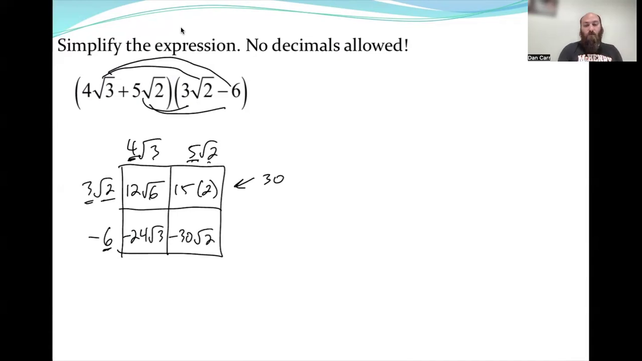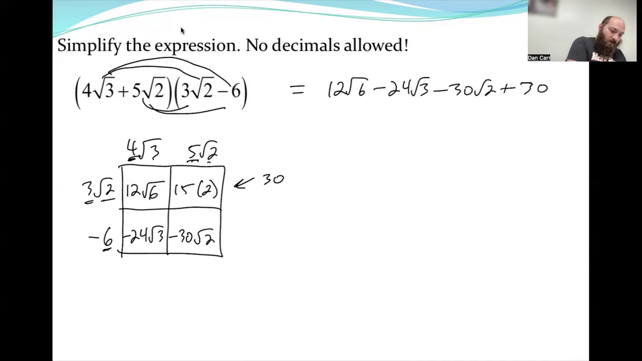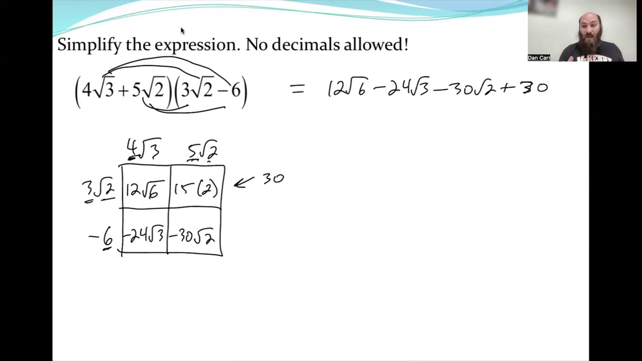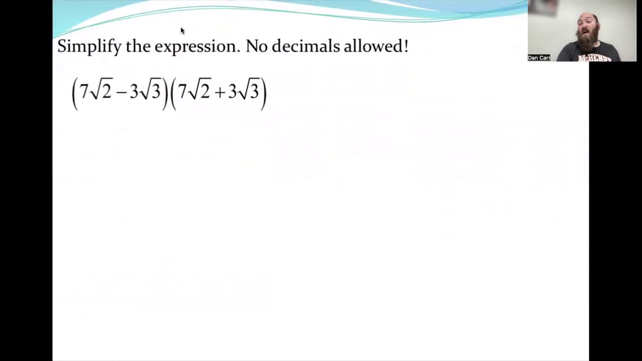Radical 2. From here, I just have to combine my like terms, which actually is nothing. So that means my expression here is going to equal 12 radical 6 minus 24 radical 3 minus 30 radical 2 plus 30. Okay, so again, we're just using our properties there. We can't combine any of these because none of them are the same radical. If it was like 12 radical 6 and negative 24 radical 6, those go together. But where it is now, they do not.